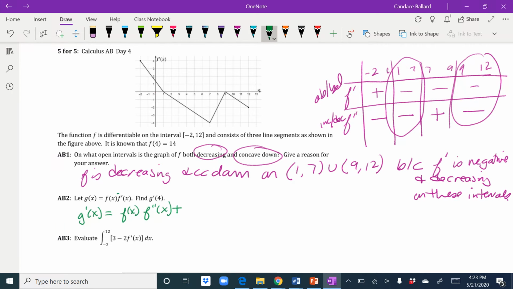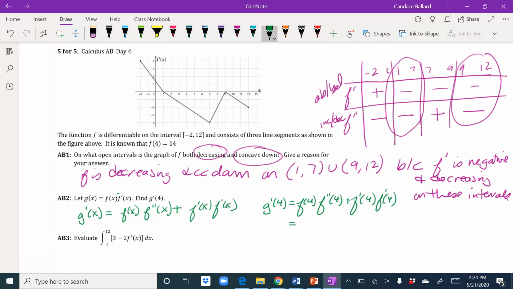Okay, then what's the second half look like? F prime of x times f prime of x. Yep. And then what do I have to do? Slap in a 4. Yep. So g prime of 4 equals f of 4 times f double prime of 4 plus f prime of 4 times f prime of 4.